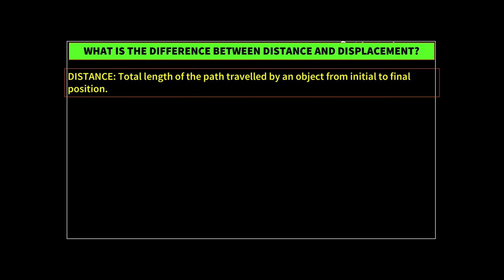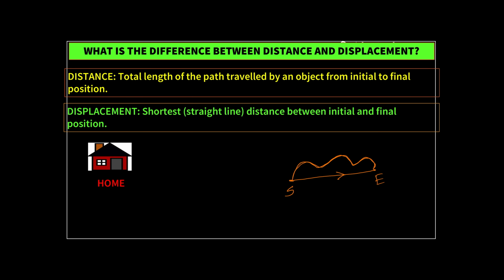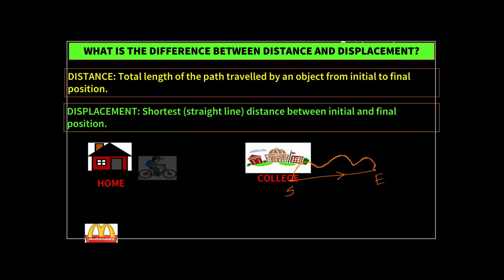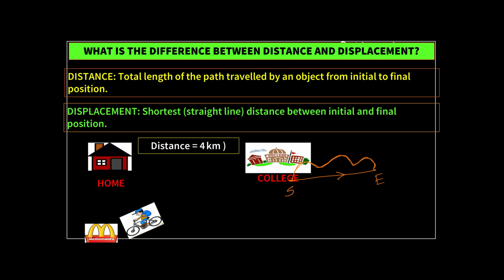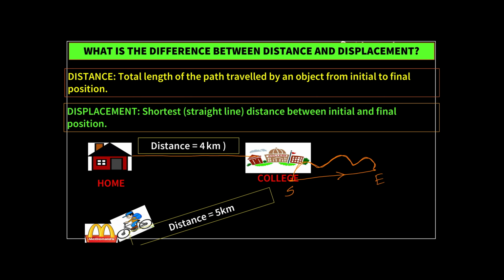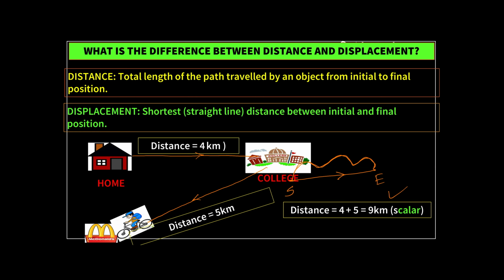Now, we go for the difference between distance and displacement. Let's see a picture. You can see from home, someone is riding a bicycle to the college. Look at the distance traveled by him, 4 km. He is moving to McDonald's shop, and how much distance does he travel? 5 km. How much is the length of the path? 4 km, and another 5 km. That overall makes 9 km the total distance traveled. It's a scalar. We don't say any direction.